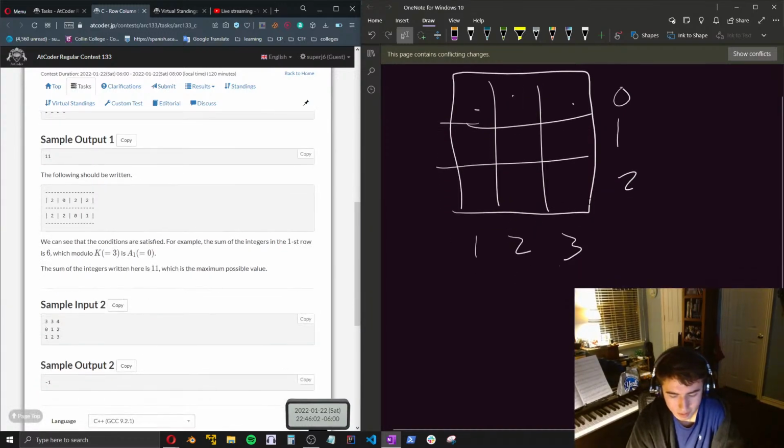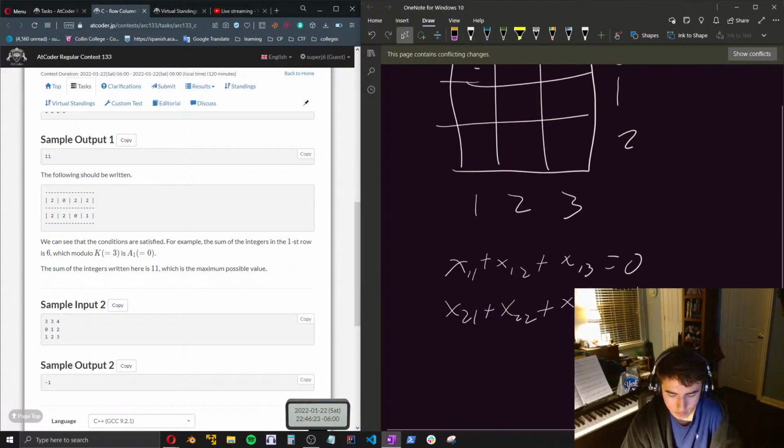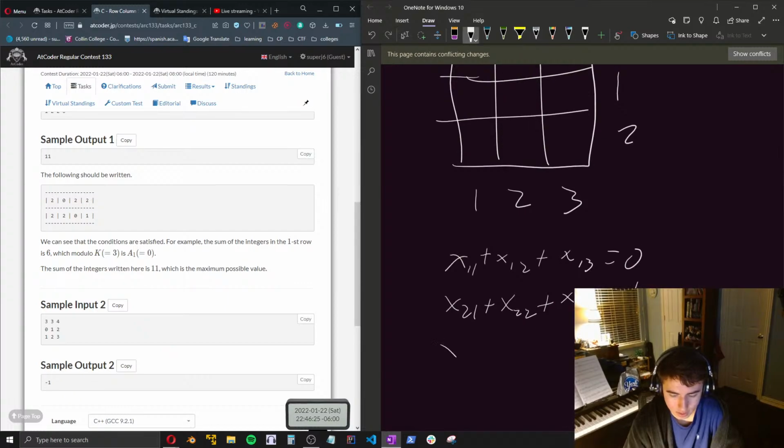I'm just gonna write the system of equations and see if that gives me insight. x11 plus x12 plus x13 is equal to 0, x21 plus x22 plus x23 equals 1, and then x31 plus x32 plus x33 is equal to 2. Okay?